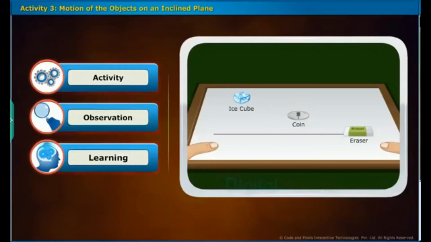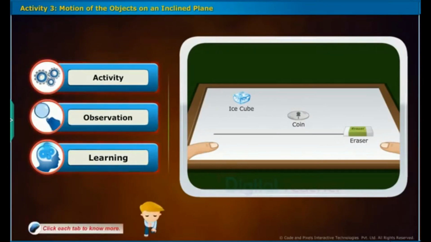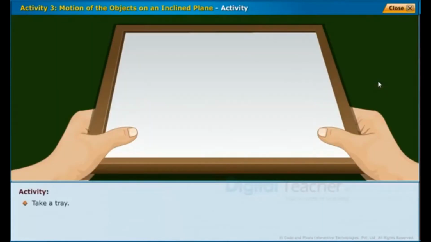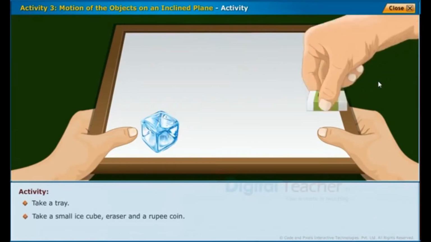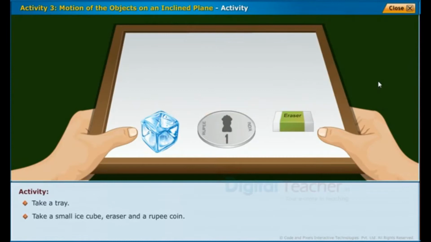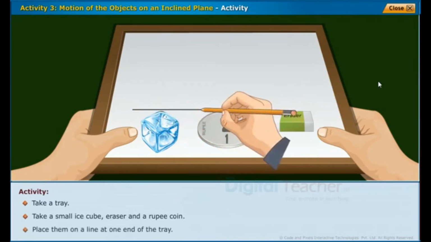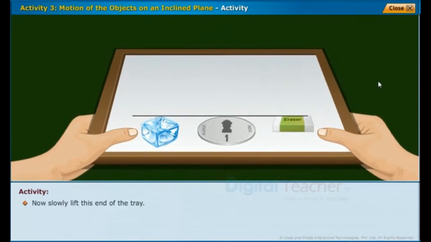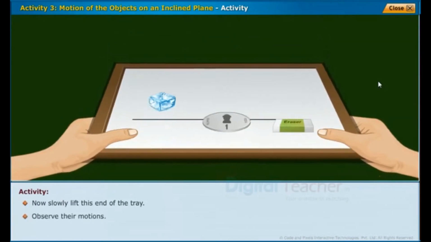Now, let us perform an activity to observe motion of the objects on an inclined plane. Click each tab to know more. Take a tray. Take a small ice cube, a razor, and a rupee coin. Place them on a line at one end of the tray. Now slowly lift this end of the tray. Observe their motions.